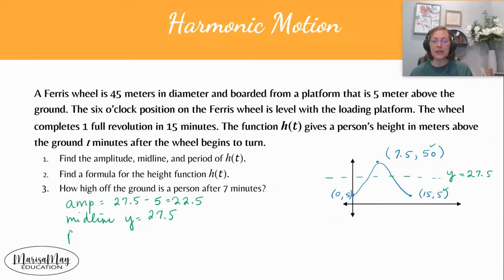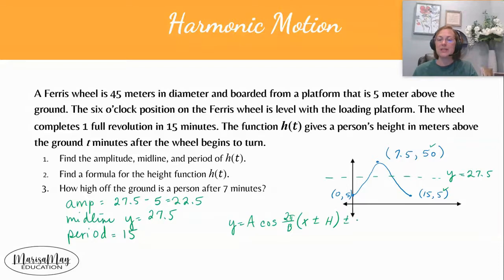And then my period, that is how long it takes for the one revolution. And we were told that was 15 minutes. Now we can write a formula for this graph here for number 2. Remember our pattern, a cosine of 2 pi over b, x plus or minus h, plus or minus k. Some of you may be going, well, why can't I write this for sine? You absolutely can. It's just not as easy because we know that cosine starts on the hill on the y-axis. That makes it real easy to do our left and right shifts.